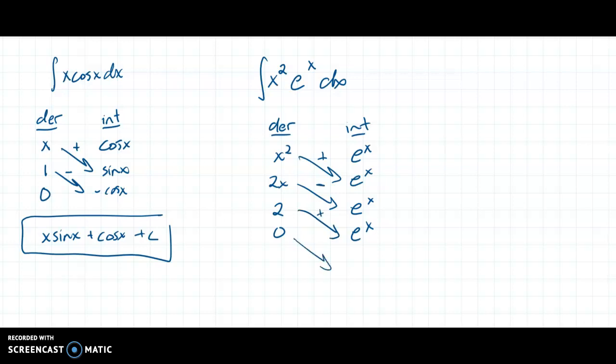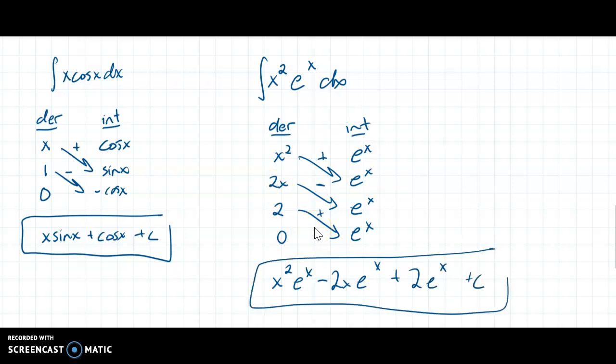You may say, well, what about this? Well, that one would give me a... I'm not going to go there. I'm just going to go like this. All right, so what's this integral? Well, I will take the product along those diagonals. So I get x squared e to the x, then I get minus 2x e to the x, and then I get plus 2 e to the x, plus a constant. Boom. That's how fast that is.